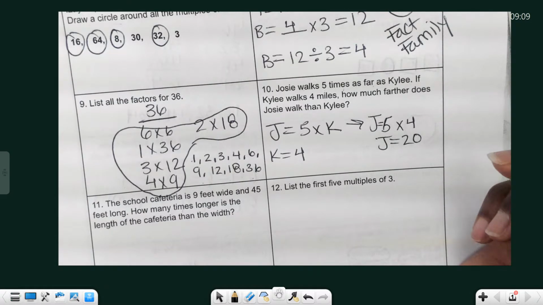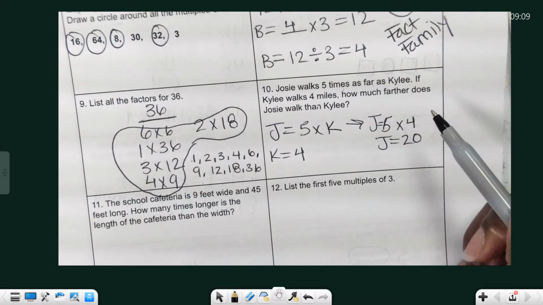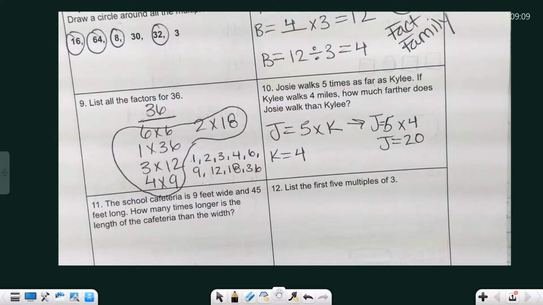Yes. So Josie walks 20, but it says how much farther does Josie walk than Kylie? 20 is 16 more. How do you know? Because if you do 6 plus 4, like the 10, and those are 20, so you just add the 10 to 6 plus 4, and so you get 6 plus 10, and that gives you 20.